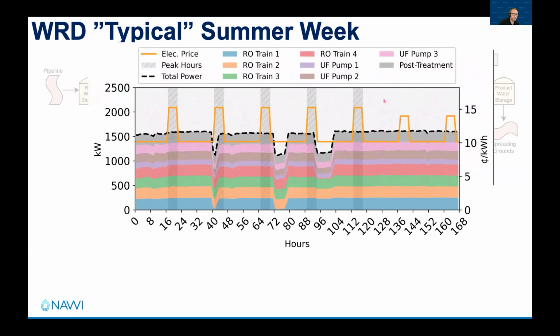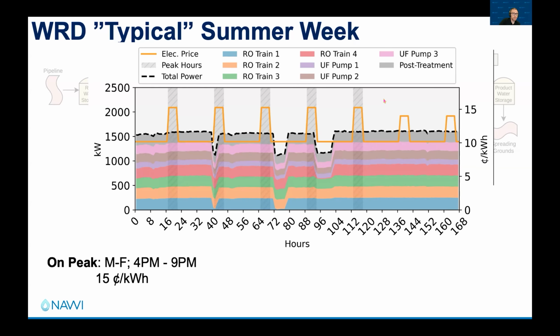And so stacking all of that power consumption for a single typical summer week, this is what that looks like. On the left is the total power consumption for each unit. We're looking at 3 ultrafiltration pumps and 4 trains. For modeling purposes, we assume that these can all be turned on or off or operated independently of one another. And then on the right axis is the cost of electricity based on the time of day.